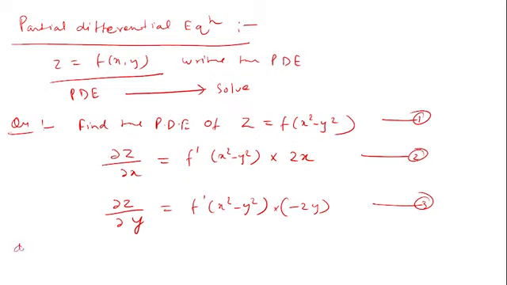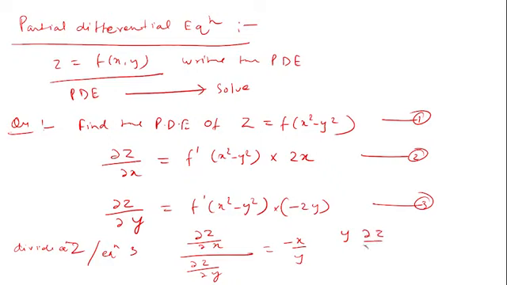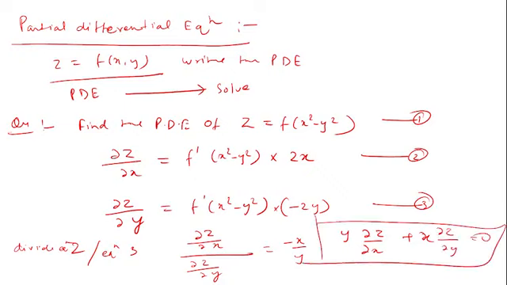Now divide, or you can do equation 2 by equation 3. It will be del z by del x upon del z by del y is equals to minus x by y. If you cross multiply this, it will come as y del z by del x plus x del z by del y is equals to 0. This will be your partial differential equation. These steps you have to follow to get the partial differential equation if they are giving you a family of curves.